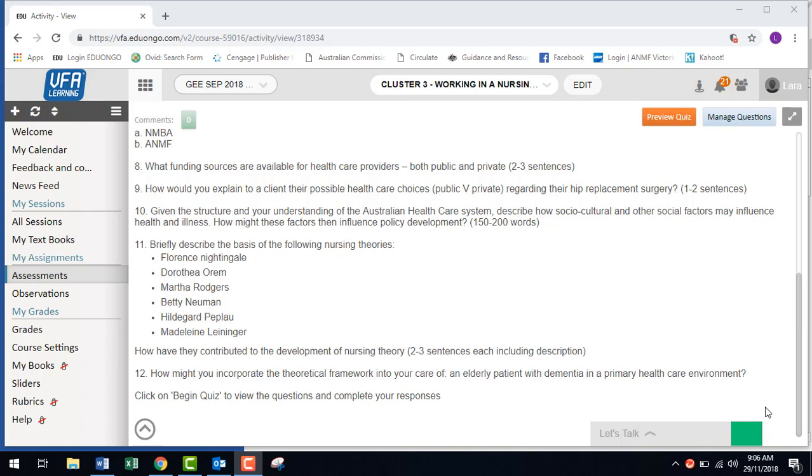Number 12, how might you incorporate the theoretical framework into your care of an elderly patient with dementia in a primary health environment? What I want you to do here is just concentrate on Dorothea Orem's theory when answering this question. How would you incorporate it into looking after an elderly patient with dementia in a primary care environment? You really need to know in some of these questions the difference between primary, secondary and tertiary healthcare. Okay, all right, and that's it.